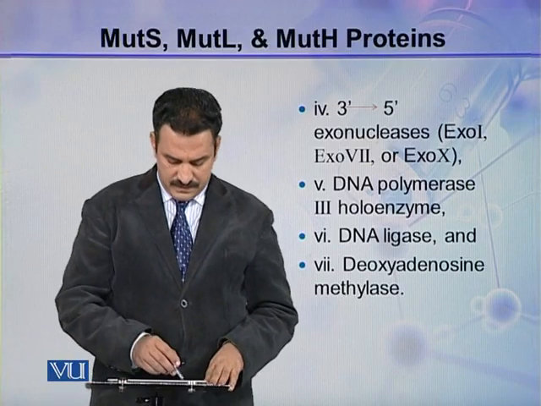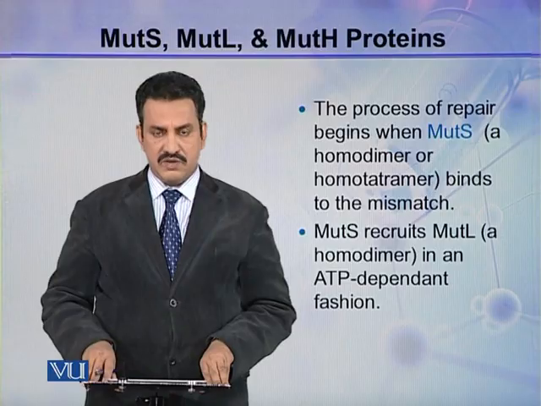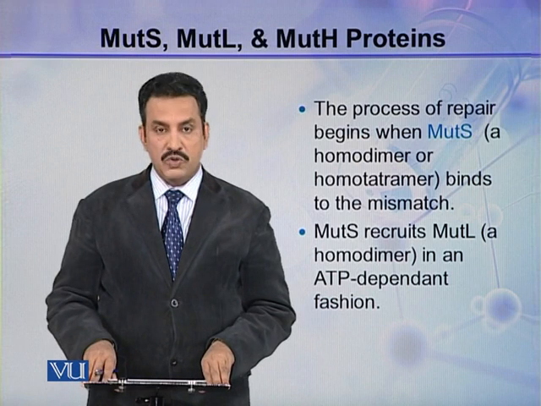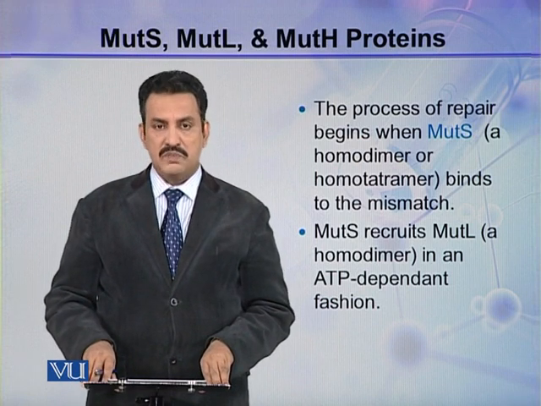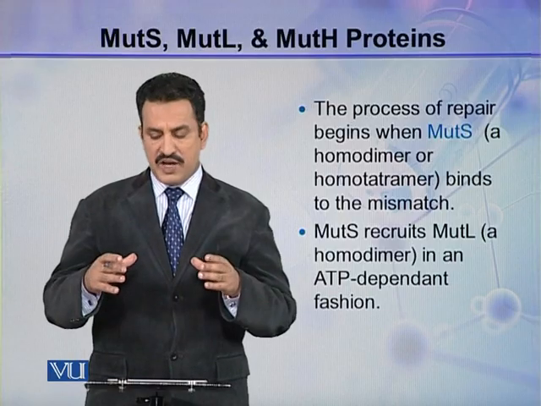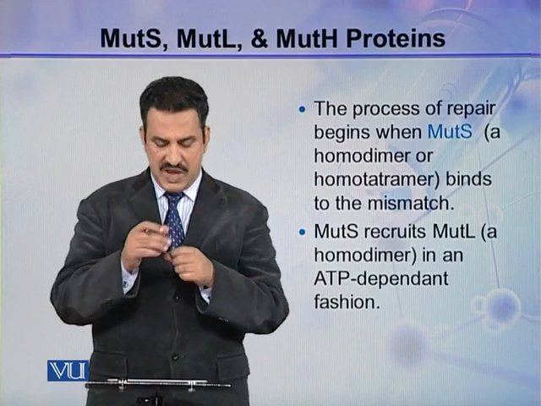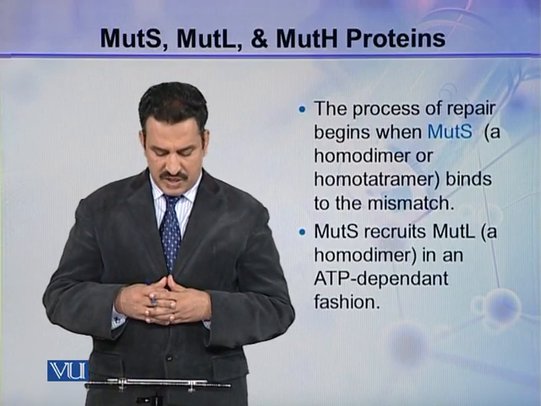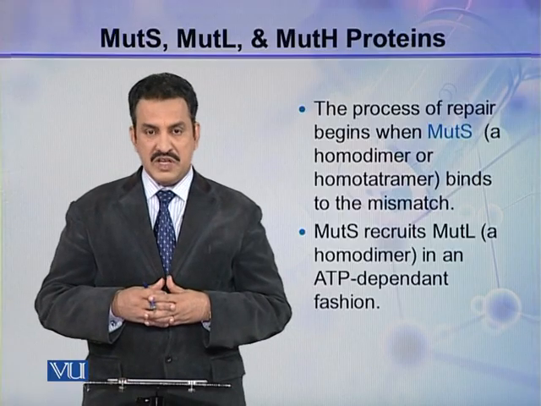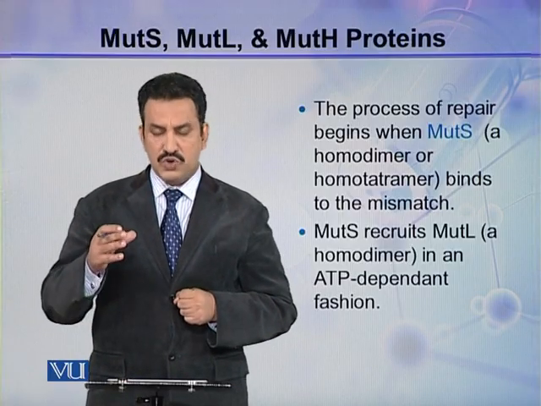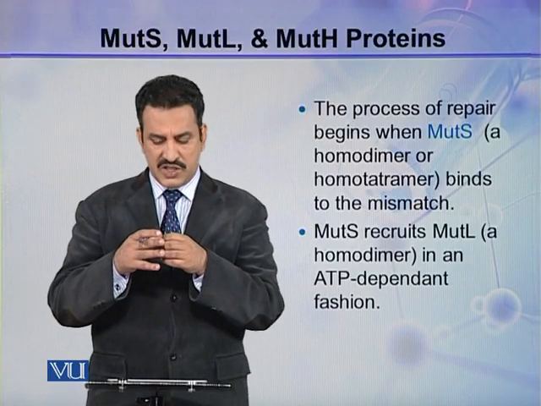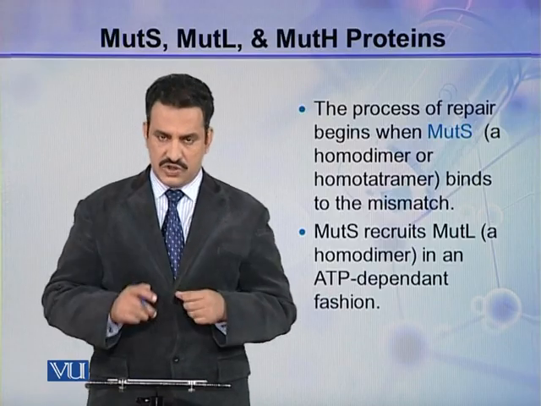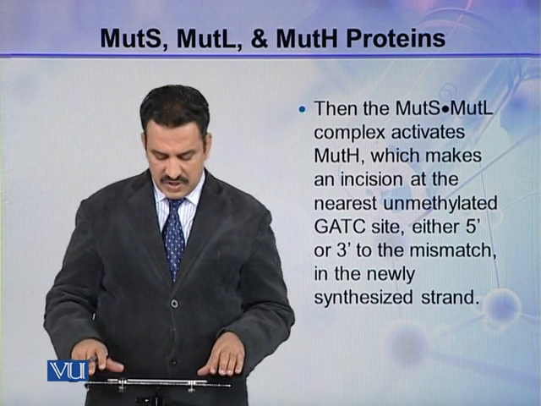The process of repair begins when MutS, which is a homodimer or a homotetramer, binds to the mismatch. So first step is the binding of MutS protein to the mismatch. MutS recruits MutL, a homodimer, in an ATP dependent fashion. So when this MutS binds with the mismatch, it also binds MutL to this site. So a complex is formed.